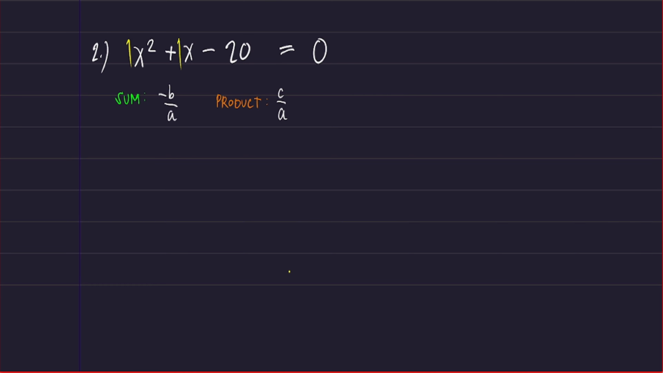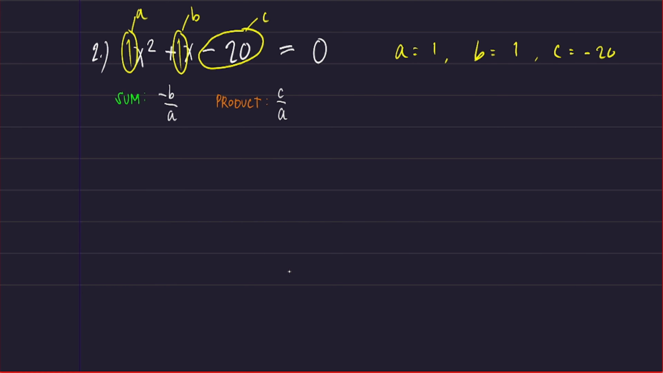Okay. Having that said, mag-assign na tayo ng values ng a, b, and c. Ang a natin ay magiging equal sa 1. Ang b natin ay equal din sa 1. And ang ating C ay equal sa negative 20. Sulat ko lang, A is equal to 1, B is equal to 1, and C is equal to negative 20.